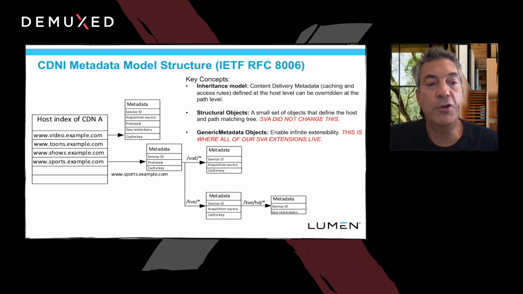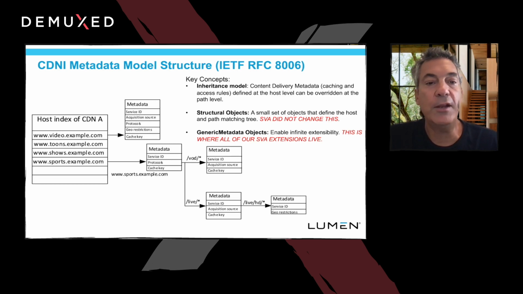So for example, if there's a request to www.tunes.example.com, that metadata box there hooked onto it can define all the metadata. You can also override metadata at a path level, and you can have multiple levels of inheritance.